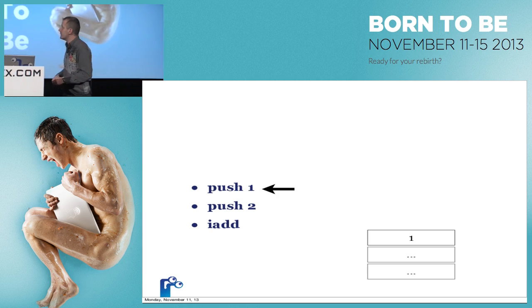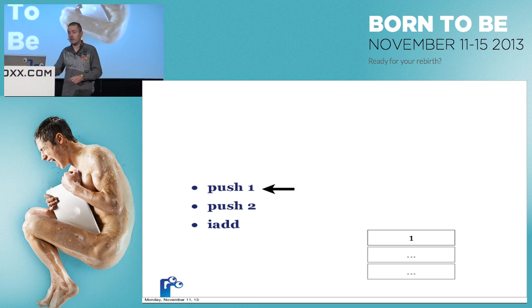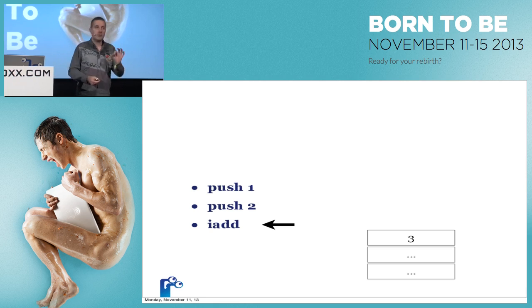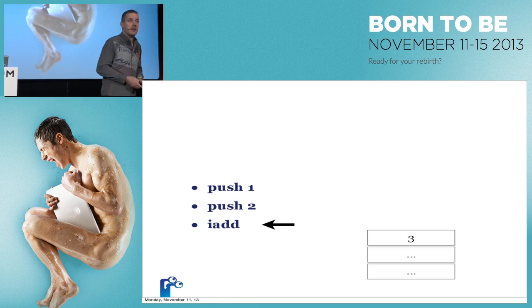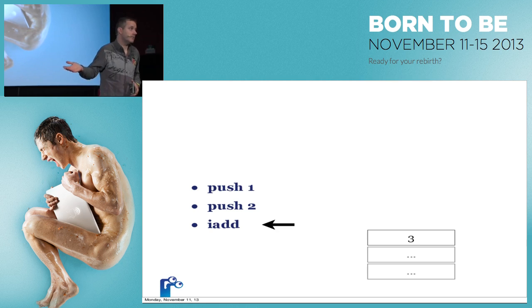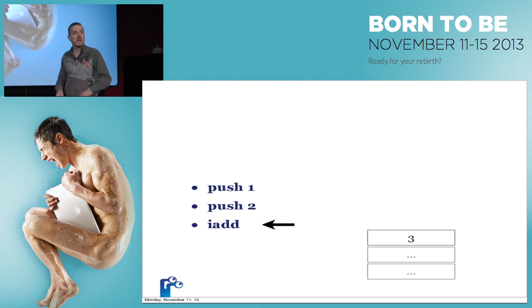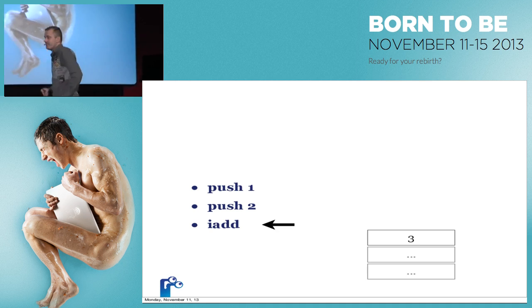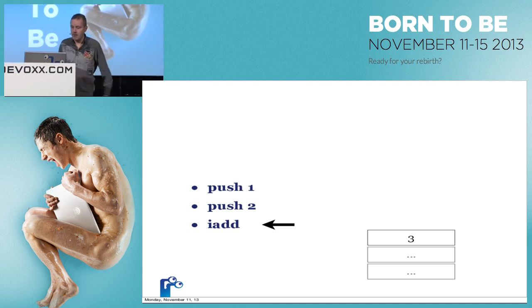All right, so we push the value of 1 onto the stack. We push the value of 2 onto the stack. And then we've got the add instruction, which takes 2 values off the stack and puts the result, or the sum in this case, back. This is what the JVM does for a living. Okay? Cool slide, huh? It was fun to make.